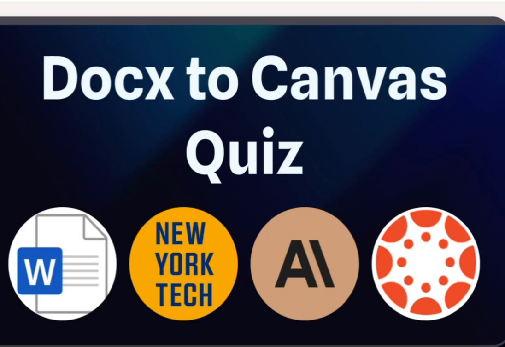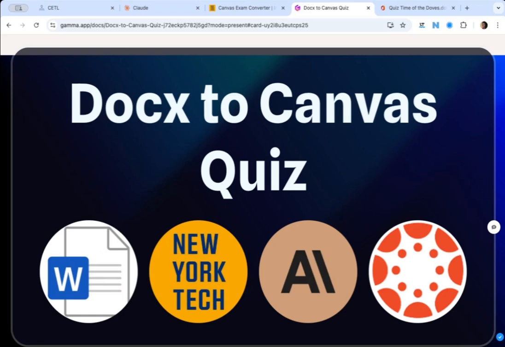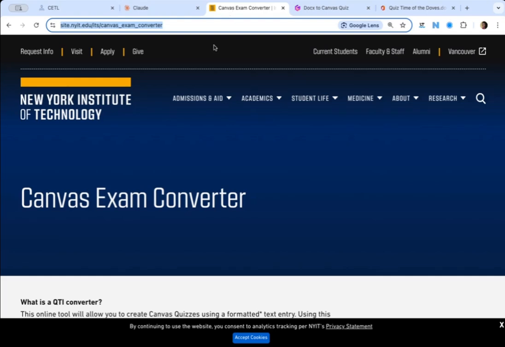Today we are going to take a Word doc of an exam and convert it into a QTI file that we can then import into Canvas quizzes. We are going to need the following. Go ahead and Google search for the New York Tech Canvas Exam Converter or find the link in the description.